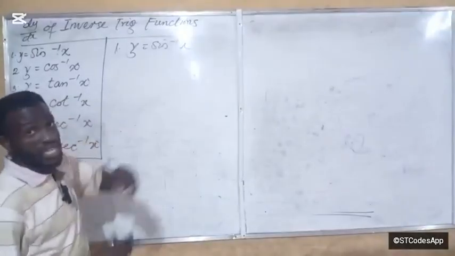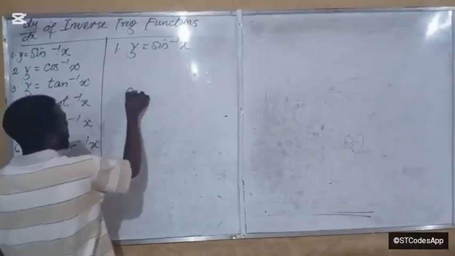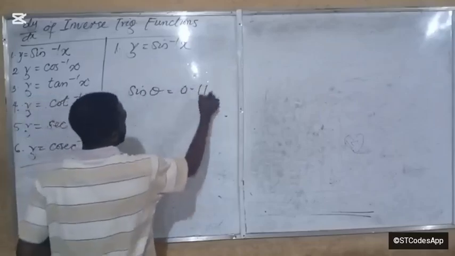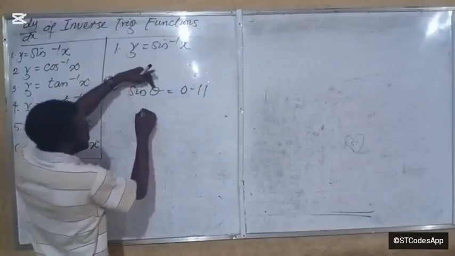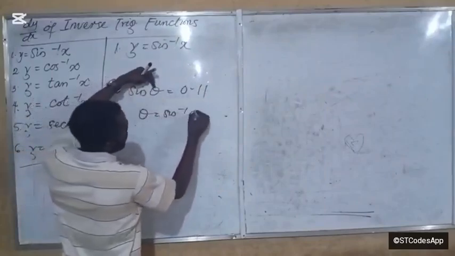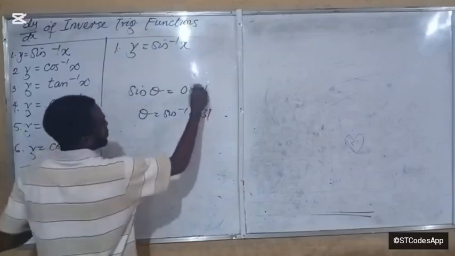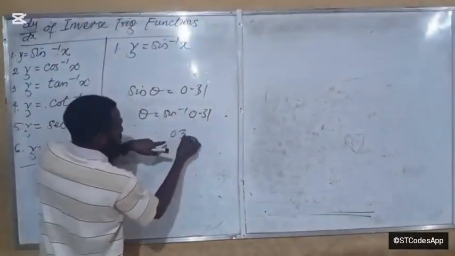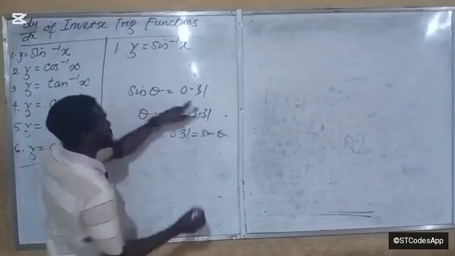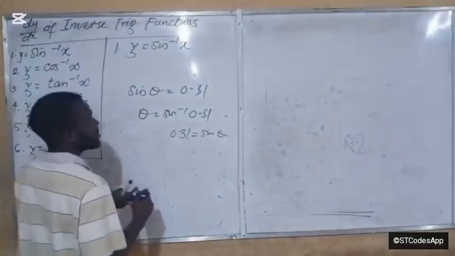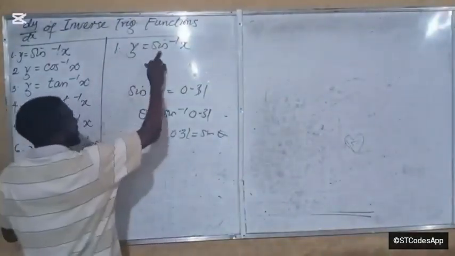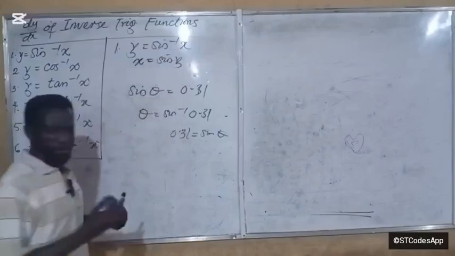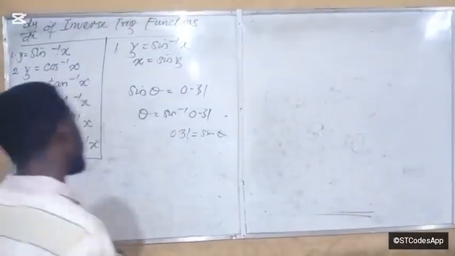Now before you differentiate this, here's what you want to do. If I say that sine theta is equal to something, it's the same as saying theta equals sine inverse of this thing. So in the same manner, I can say that if y is the sine inverse of x, then x is actually sine y. I hope that is clear. x is actually sine y.